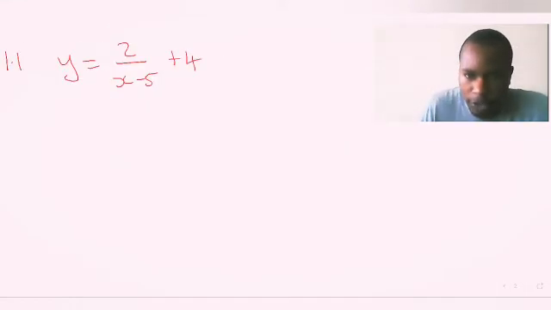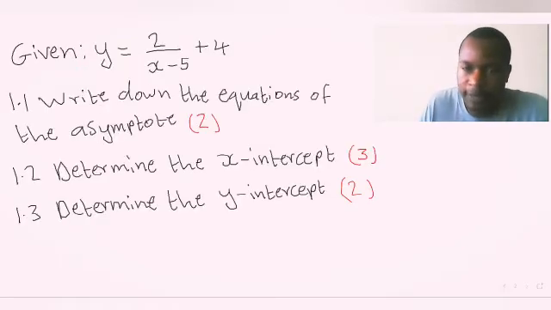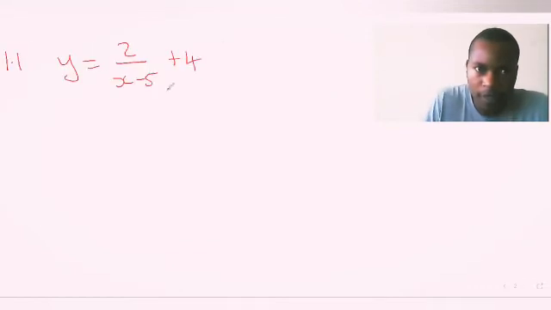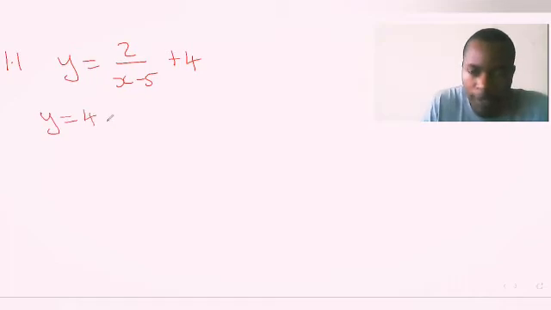Now the first question again wants us to write down the equations of the asymptotes. We already know that the 4 over there gives y equals 4. That in itself is the horizontal asymptote.